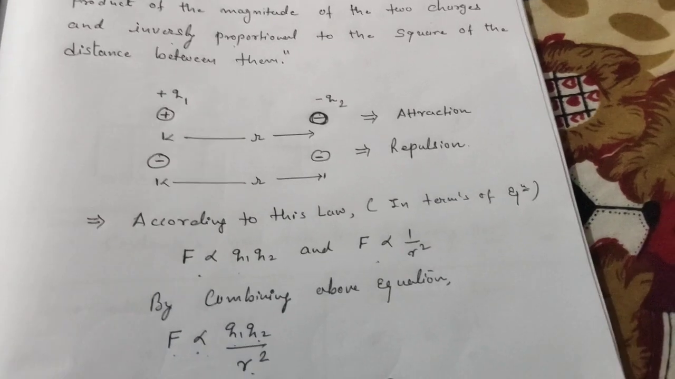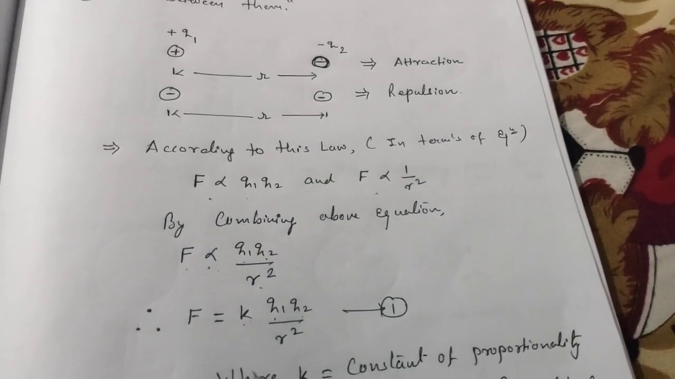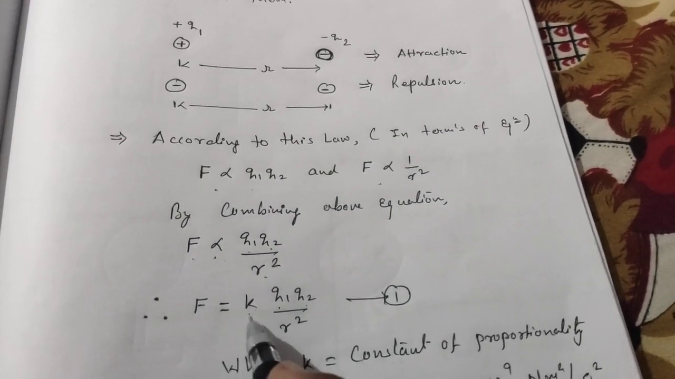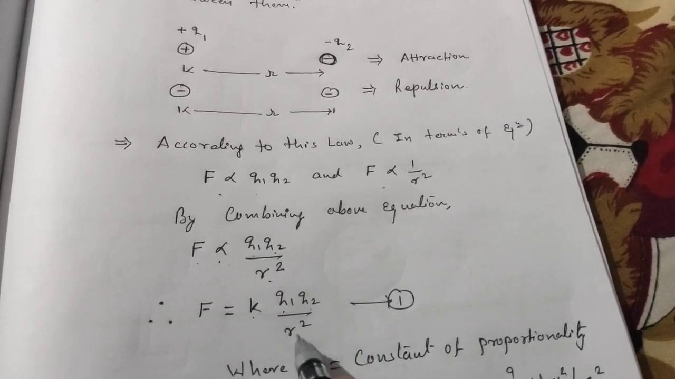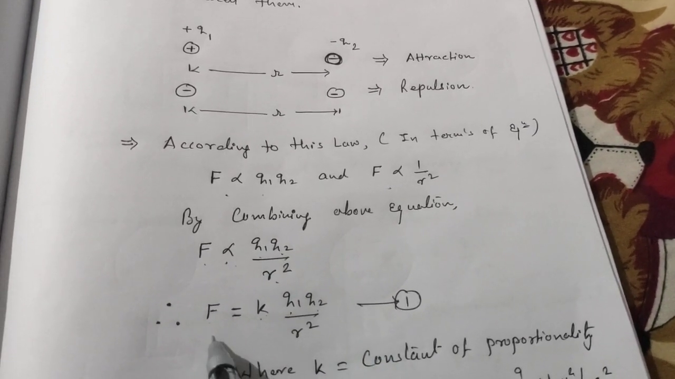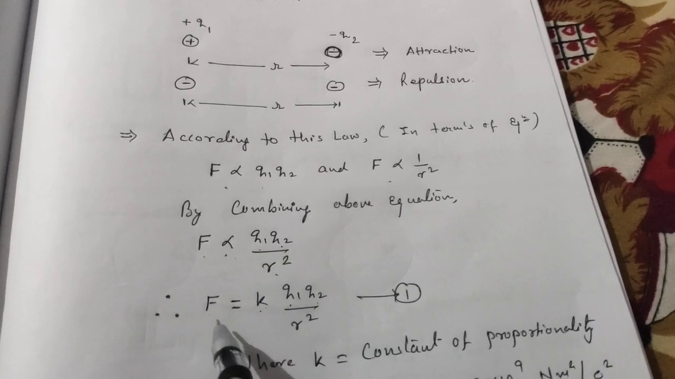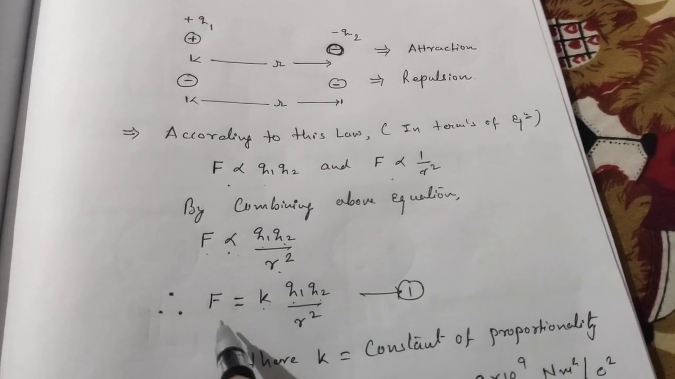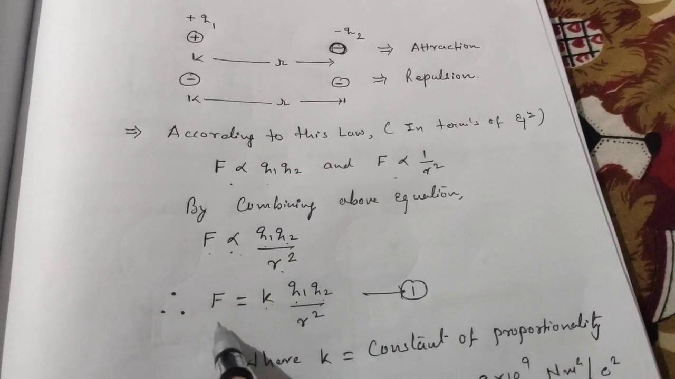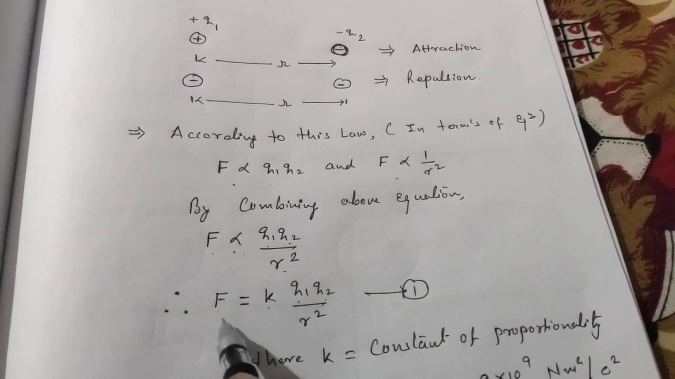Coulomb's law, generally we can write by using this equation: F equal to K Q1 Q2 upon R square. Here F, as you know, is the electrostatic force. Force means it's a vector quantity. It has a magnitude as well as a direction.